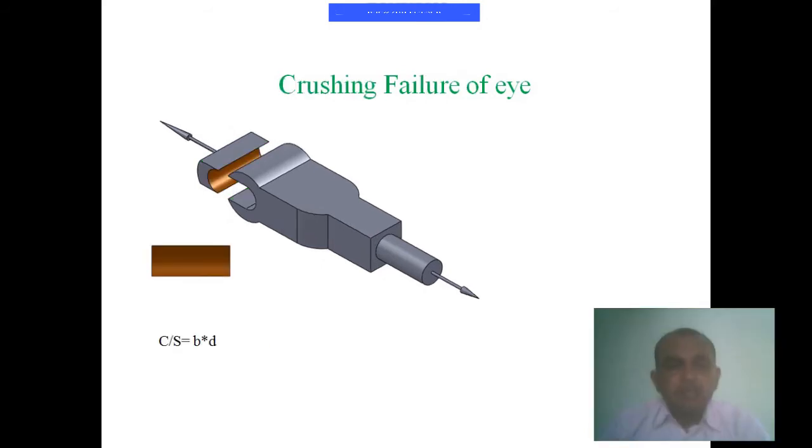Due to the tensile forces, crushing failure is also present at the end of the eye, where the pin is in direct contact with the surface of the eye, and here the maximum crushing or compressive stress acts on these surfaces. Again the cross section area is B, the width of the eye, times d, the diameter of the pin. By using that, you can find sigma C, the crushing stress. Sigma C is equal to force per cross section area, so it is P divided by B into d.